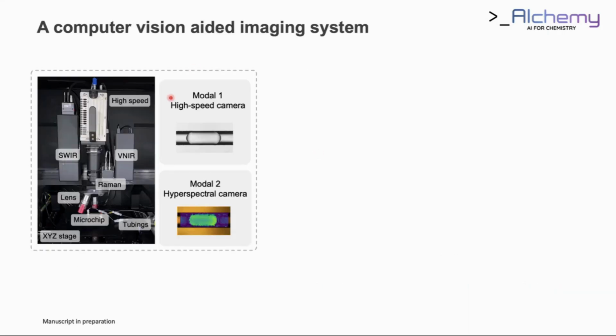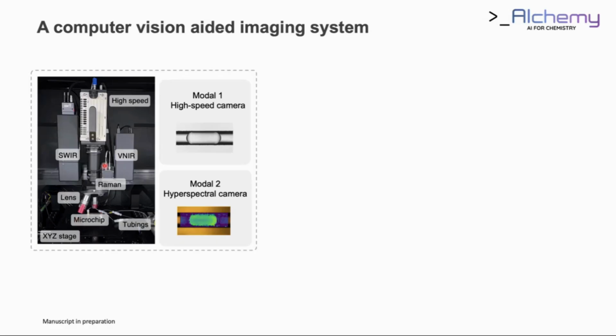So here we designed a setup, an imaging platform like this. Here we have different types of measurements. We have a high-speed camera, two hyperspectral cameras and a Raman here. Underneath we have a microchip, where we mix these two liquids together in very small channels to make sure the mixing is very efficient. And this also sits on a stage that can move in X, Y, Z directions, where you can take measurements at different locations.